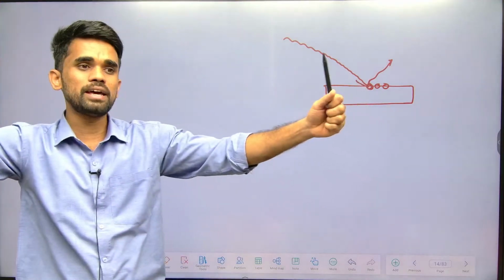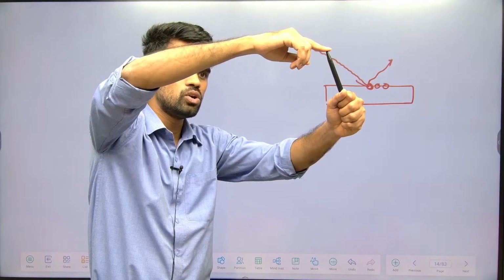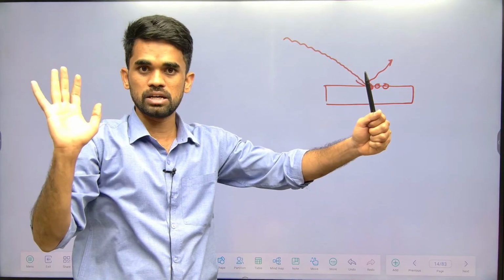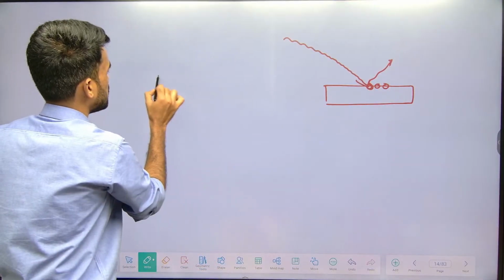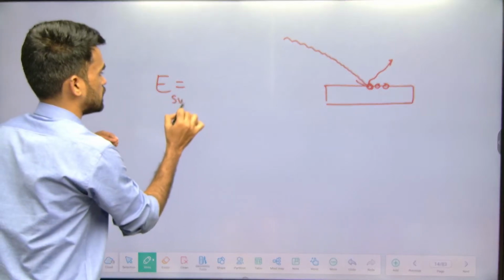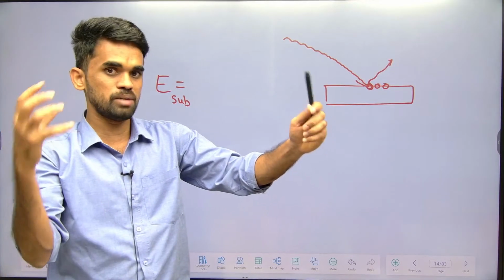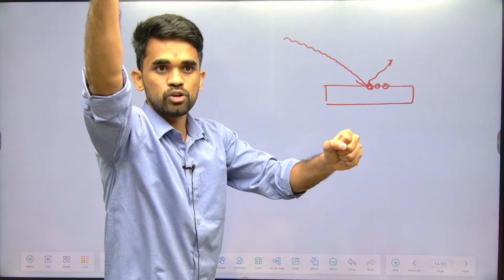But if I am supplying only 5 electron volts of energy, will this electron come out? No. It means the photoelectric effect won't be observed in that case. Now you are supplying some E amount of energy. Some amount of this supplied energy is utilized to take out that electron, that photoelectron.